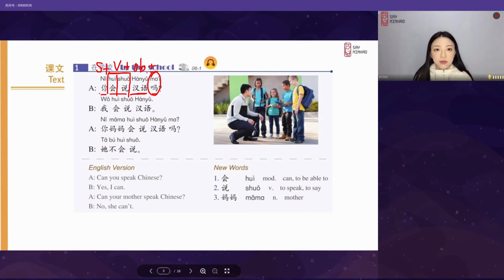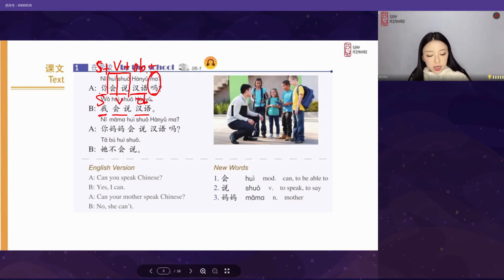is the question. So we can see in Chinese, most of the questions have the same word order as the declarative sentences, right? It is the subject plus the verb plus the object. Okay, 你会说汉语吗? It means, can you speak Chinese? Next sentence, 我会说汉语. I can speak Chinese. So 我 the subject plus 会说 can speak and plus the object 汉语, I can speak Chinese.